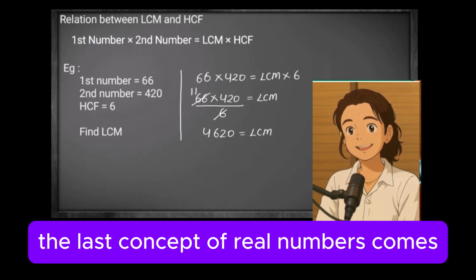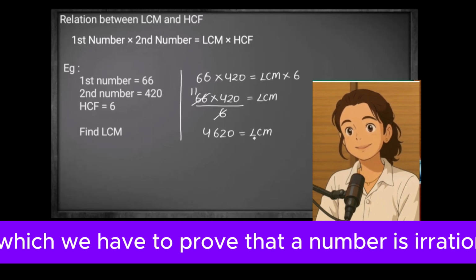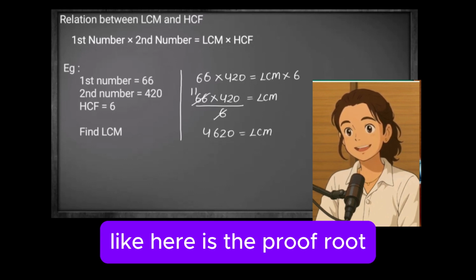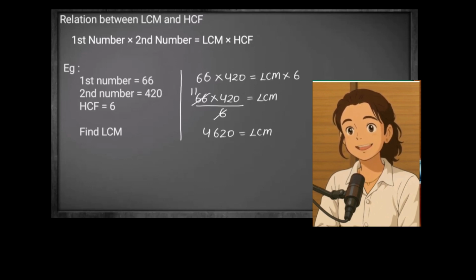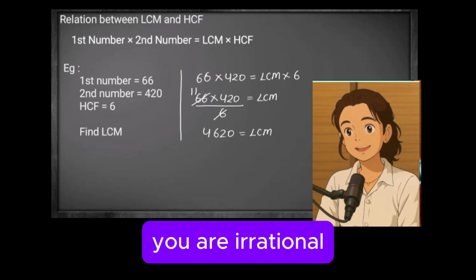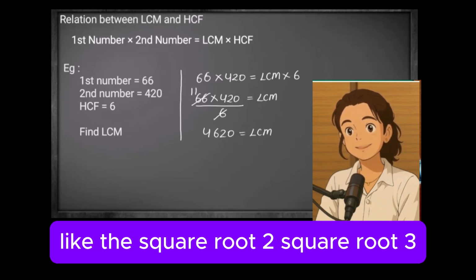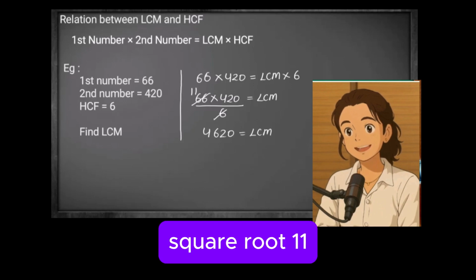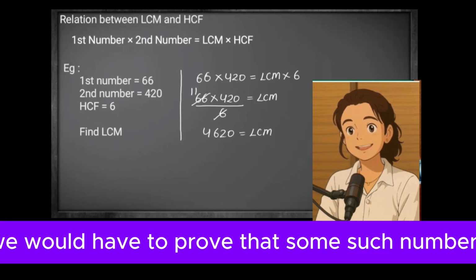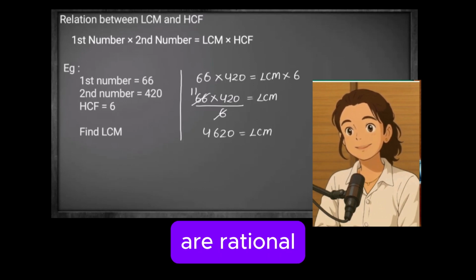The last concept of real numbers comes in which we have to prove that a number is irrational. Like here is the proof: root 2 is irrational. We would have been given some numbers like this: square root 2, square root 3, square root 5, square root 7, square root 11. We would have to prove that some such numbers are irrational.